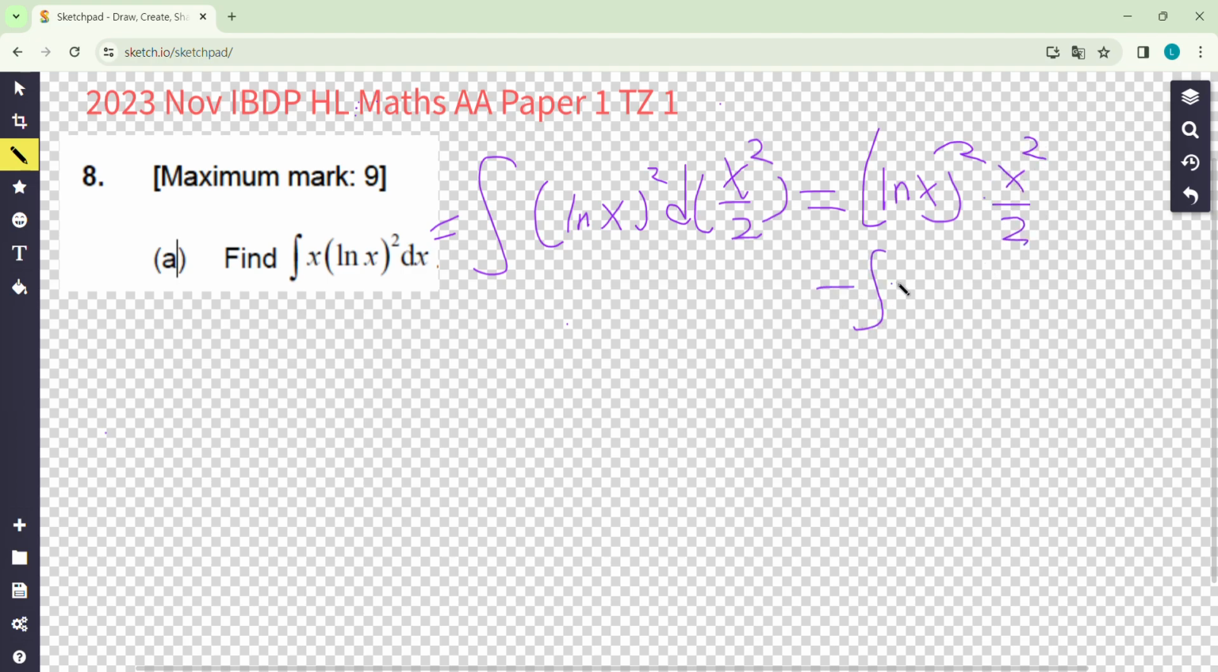And minus. Simplify the second part, keeping the first one.